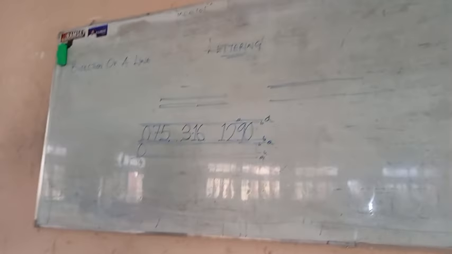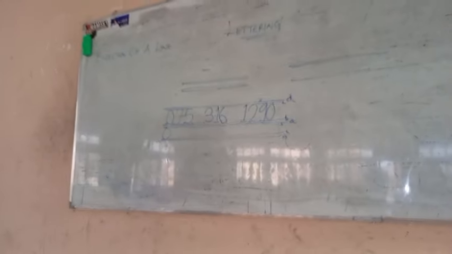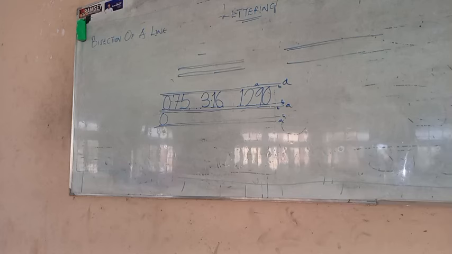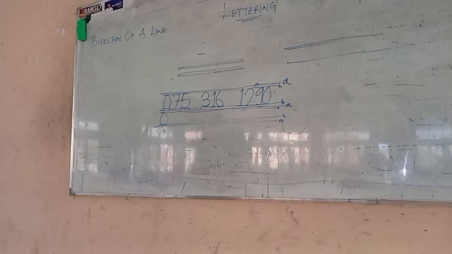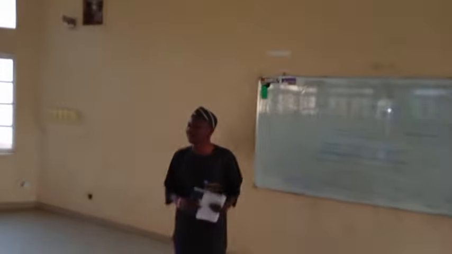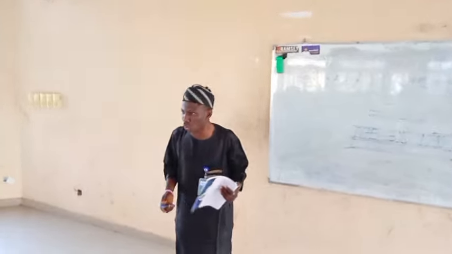Alright, please pay attention. The instruction says bisection of the line. Now, I need you to do something for me. Bring out only your pencil for thin lines, your small ruler, and then your compass. Bring it out. Now, if you have done that, please pay attention.